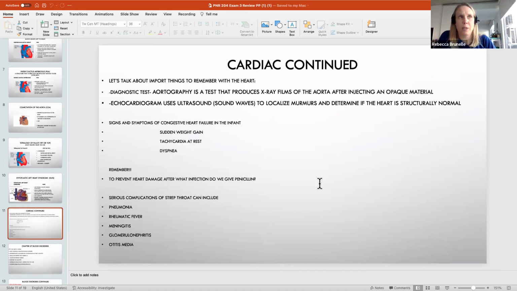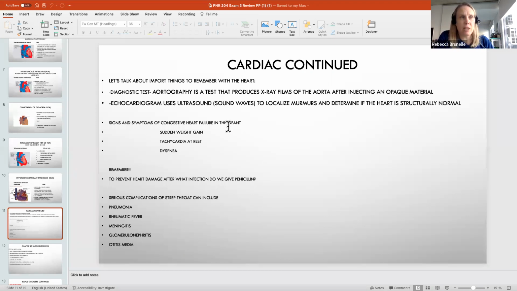So, got to talk about some key tests. Say an aortography: they give them an opaque dye that they can see on x-ray, and then they can look at the aorta. So they inject an opaque material and then they take x-rays. That's an aortography. Versus an echocardiogram, which is like an ultrasound. It uses sound waves to take pictures of the heart.